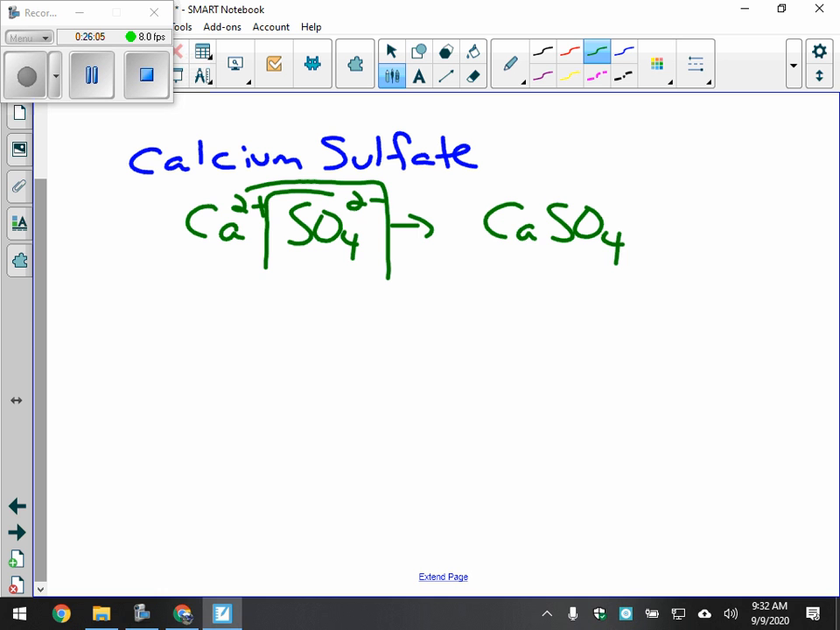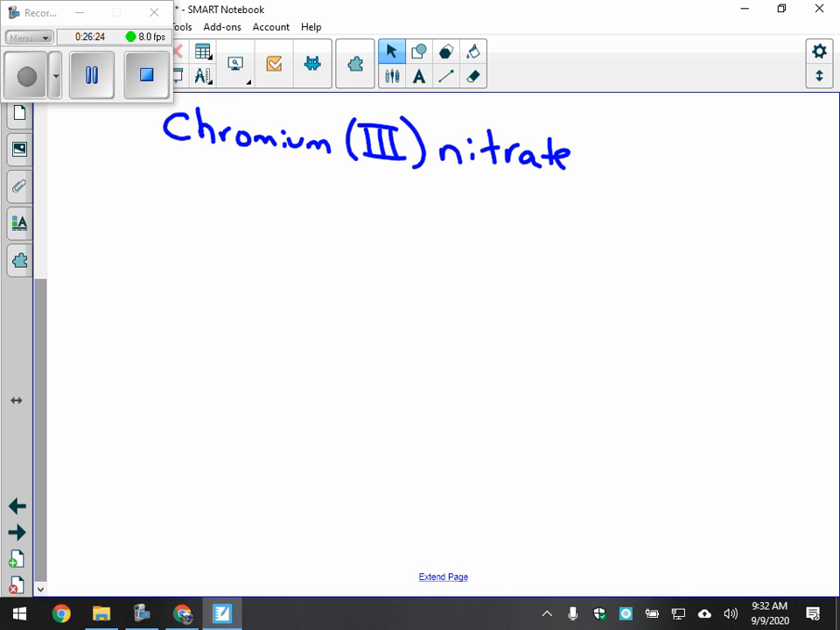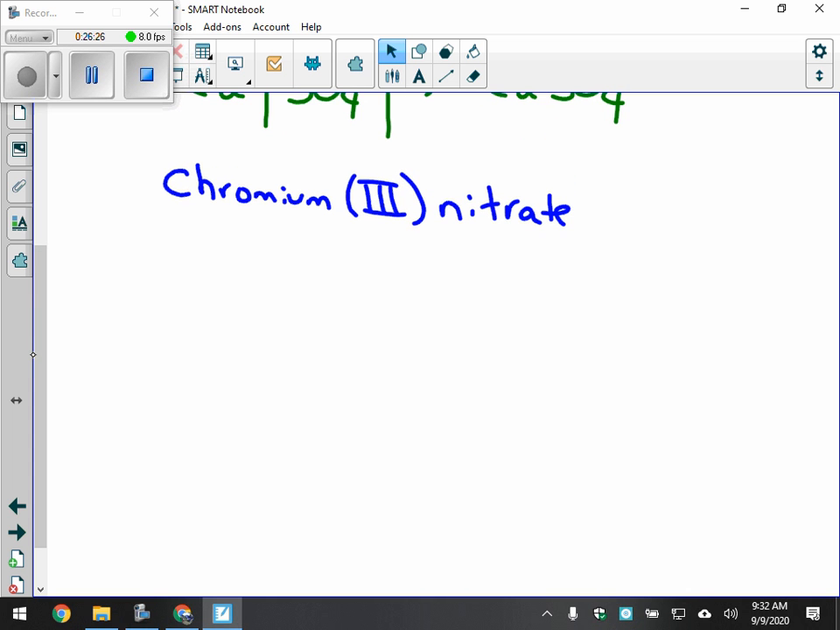Where it gets a little different now is this. Let's go to this one, which would be, let's say, chromium. We'll go with 3. And nitrate. Chromium 3 nitrate. I would suggest, again, always start by writing out the 2 ions to start with.